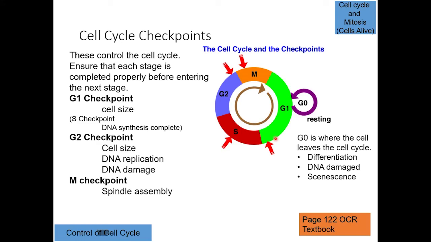The cell cycle checkpoints control the cell cycle and ensure that each stage is completed properly before entering the next stage. The G1 checkpoint checks cell size and DNA damage. The G2 checkpoint checks cell size, DNA replication, and DNA damage. The M checkpoint is spindle assembly, the spindle being the structure that pulls the chromosomes to the side.